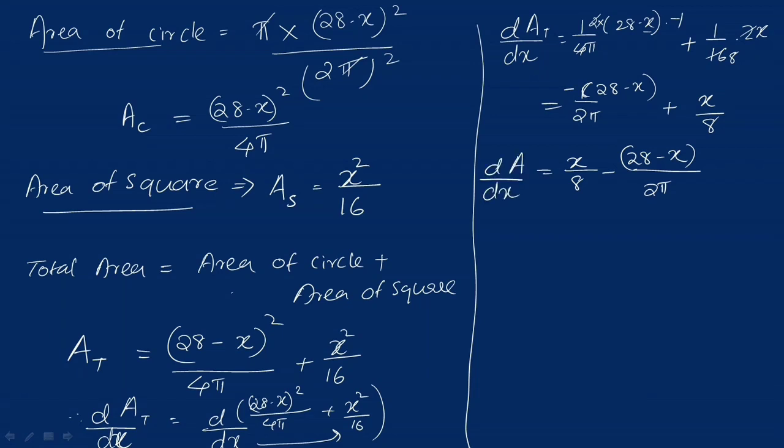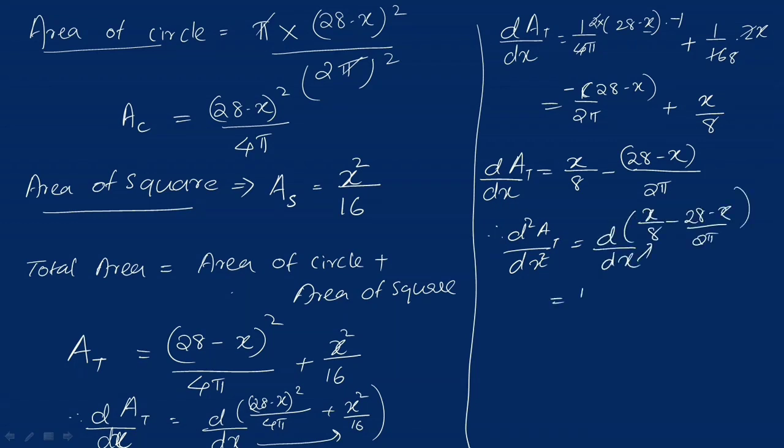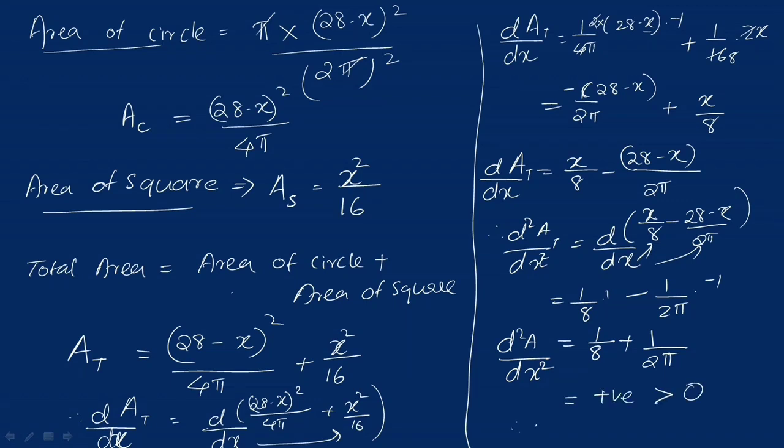Then what is d square A by dx square? That is d by dx of x by 8 minus (28 minus x) by 2 pi. Similarly, 1 by 8 is a constant, so 1 by 8 into d by dx of x, that is 1, minus 1 by 2 pi into d by dx of (28 minus x), that is minus 1. So d square A by dx square is equal to 1 by 8 plus 1 by 2 pi. If we solve the above, we will always get a positive quantity that is greater than 0. So we will have a minima here.